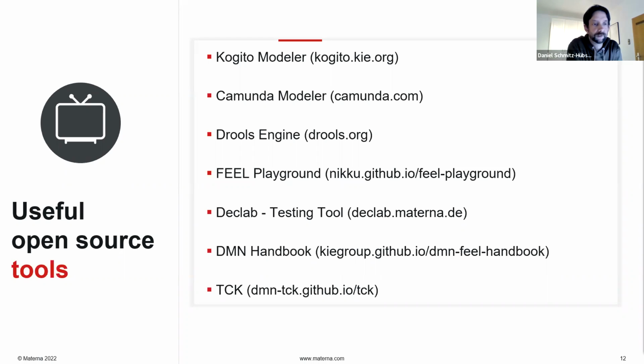Then, not everybody is interested in reading the whole specification of the DMN to understand all the functions that are available. So I think Matteo did a great job by writing a DMN handbook where you have a short overview of the functions that are given with DMN and a short example. So this is really helpful.